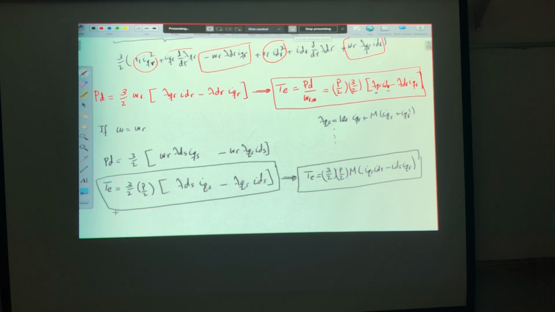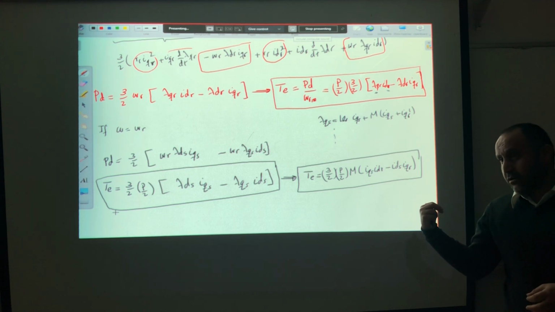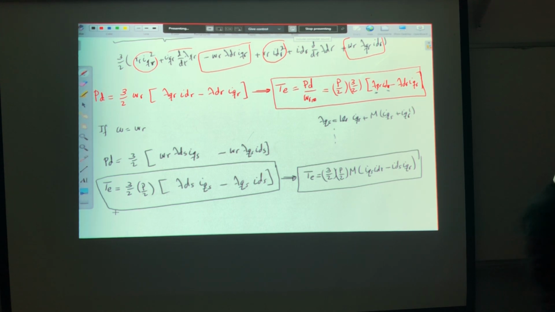Can we project this concept to the three-phase system? The answer is yes, using the vector control, relying on the QD reference frame. Good. So now let's try to highlight the field-oriented vector control.